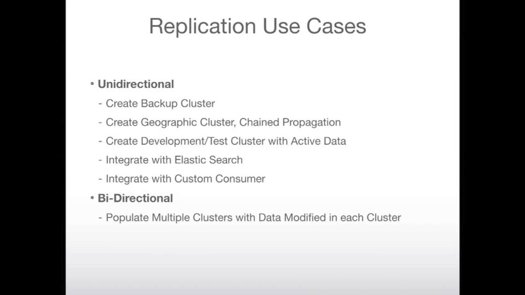With bidirectional replication, it's very similar, except that you're populating multiple clusters with data modified in each cluster. And we're going to talk about conflict resolution. Whenever you're updating data in two different places, there's the strong potential for conflicts, and I'll explain our conflict resolution in its current state, and also let you know about any concerns you might have in that sort of bidirectional replication and things to avoid.